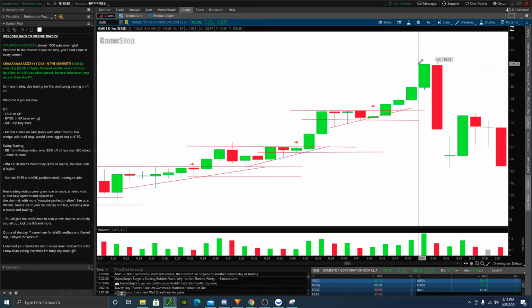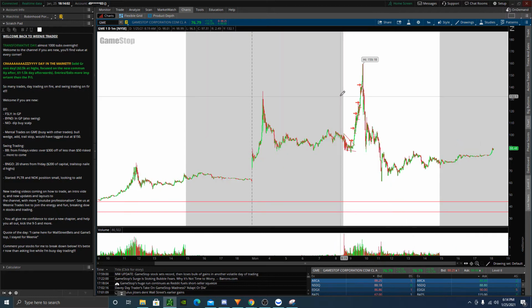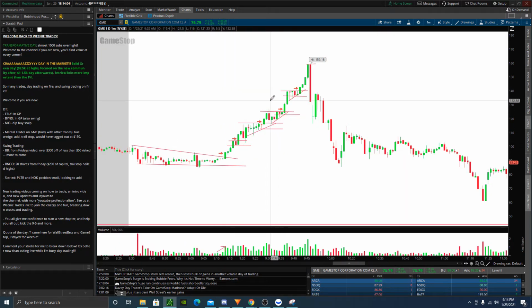No buyable candles here. You had a buyable setup over 160. However, we were talking at Weenie Trades Live that this is getting parabolic. It's starting to go straight up. And when stocks go straight up, they can go straight down. And your stop loss still would have been right at about maybe 136, maybe 140.